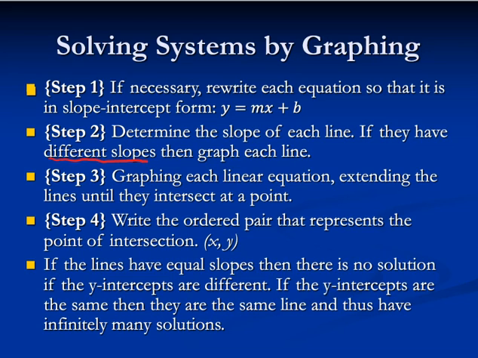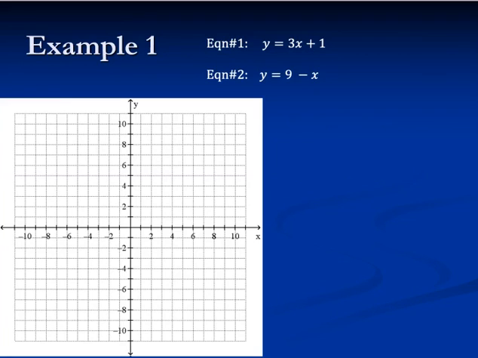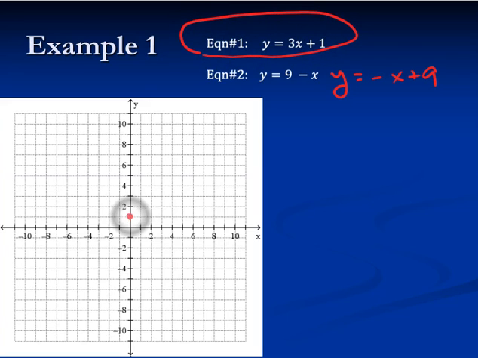So let's go down to an example. Here we see equation 1 and 2 are already in y equals form. I'm just going to rewrite the second one as negative x plus 9. So now it's in y equals mx plus b form. We'll graph each of the equations. Equation 1 will start at y equals 1, and the slope is 3. We can write that as 3 over 1, which means we go 3 up and 1 to the right. So 1, 2, 3 up, 1 to the right.